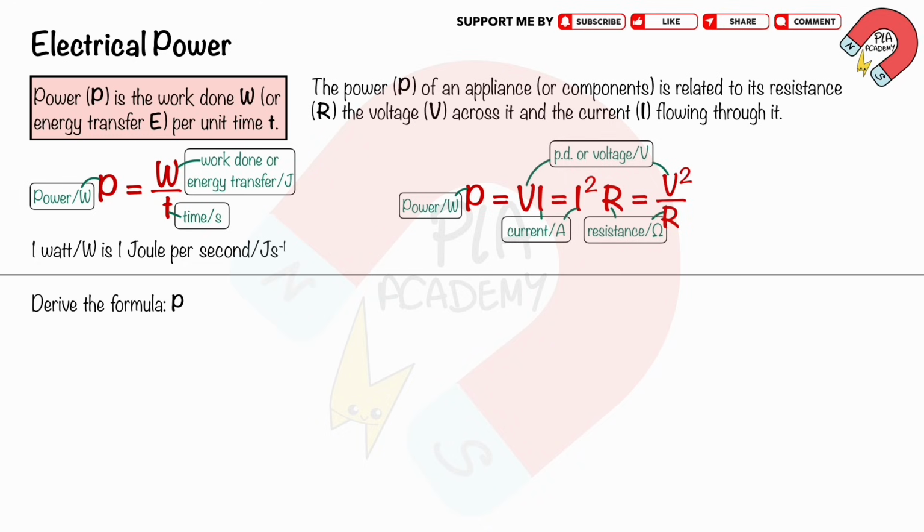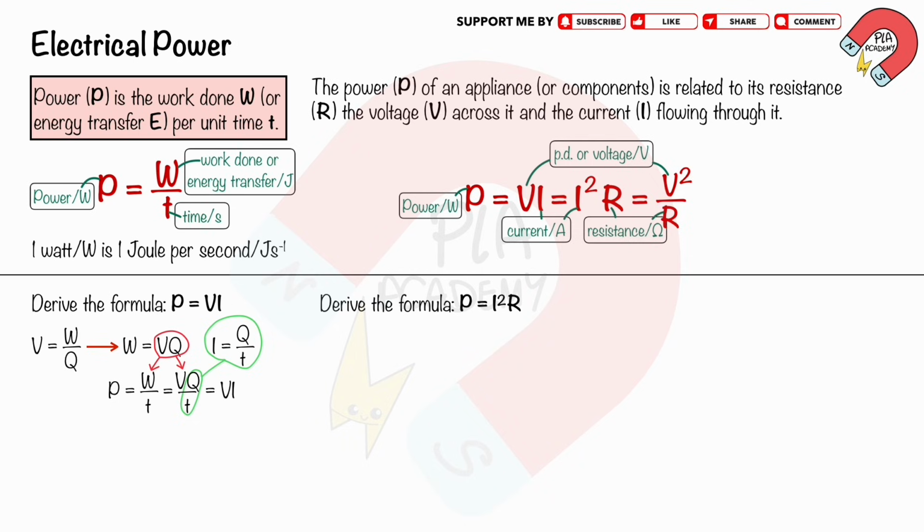We can derive the formula of P equals VI as follows. From the formula V equals W over Q, rearranging the equation as W equals VQ. Substituting W equals VQ into P equals W over t, like this, and I equals Q over t. So, P equals VI.